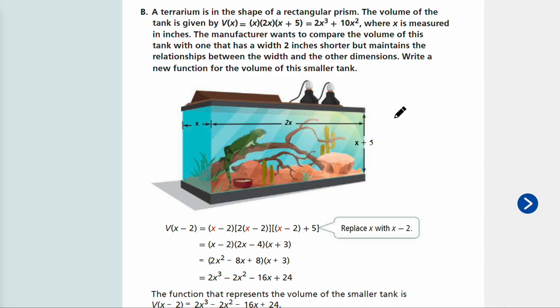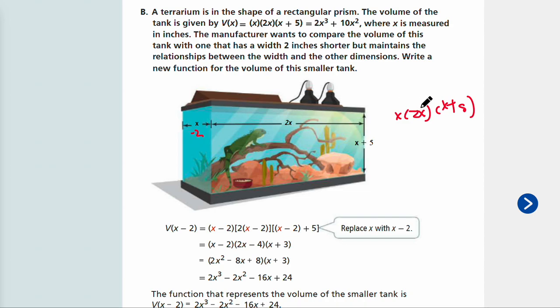This is the original tank, and normally we would calculate the volume by just multiplying all these dimensions, x times 2x times x plus 5, because length times width times height would be just this. But we know that the manufacturer wants to compare the volume of this tank with the one that has 2 inches shorter for your width. So your x is going to be -2, but then it maintains the relationship between the width and the other dimensions. So how do you maintain the relationship like that?